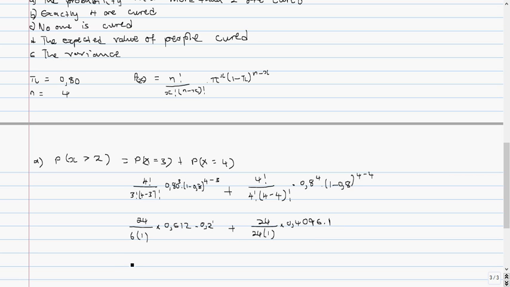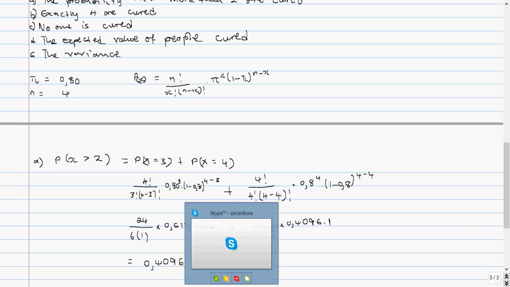Okay, so with that in mind, we can now work the solution out right away by just putting all those values into the calculator. So we are saying 24 times 0.512 times 0.2 divided by 6. So in the first case we have 0.4096, right? And in the second case we're going to have 24 divided by 24.